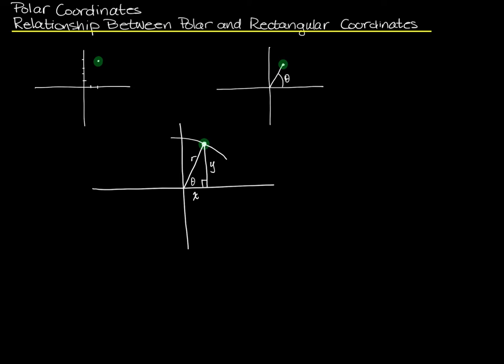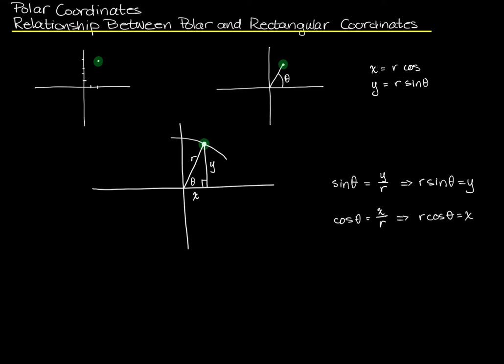Now the reason we did all of that is so that we could write, for example, that the sine of theta is equal to y over r. Multiplying both sides of that equation by r gives me r sine theta equals y. So one way that I can write y is as r sine theta. The cosine of the same angle theta is adjacent x over hypotenuse r. Multiplying both sides of that equation by r gives me r cosine theta equals x. So I can write x as r cosine theta.